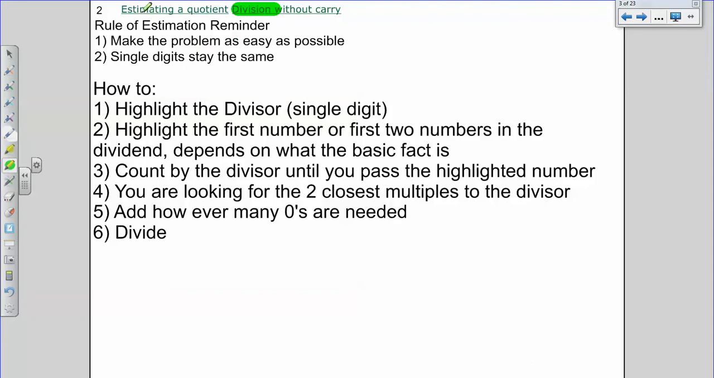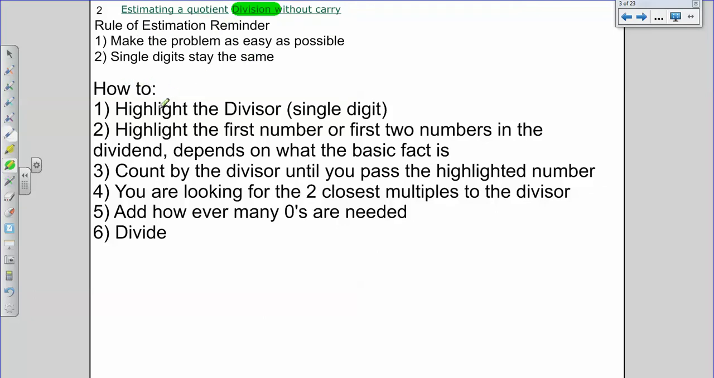Mrs. Hook loves to estimate. And we talked yesterday about shortcuts. So estimating is a shortcut when we need to do something really quick and we don't have time to get out our pencil and paper and we just need a quick estimate for something. So here are our rules to make it easy. Make the problem as easy as possible. Our single digits are going to stay the same. So those are some key reminders that we need to do.